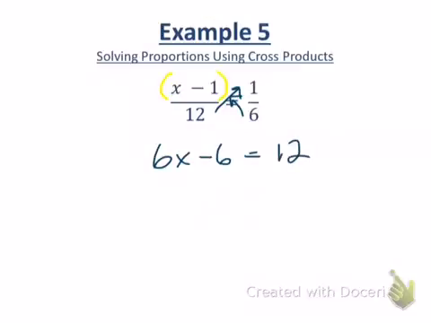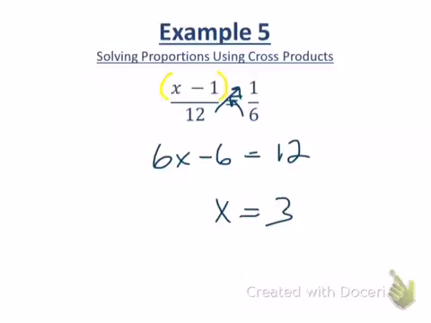Now, incidentally, one day early next week, probably Tuesday or so, we're going to have a quiz on solving proportions, cross products. It's easy. The equations that result are going to be pretty easy equations. Some of them will have variables on both sides, but we can still handle that. Add 6 here, and you get 18. Divide by 6, you get x equals 3.